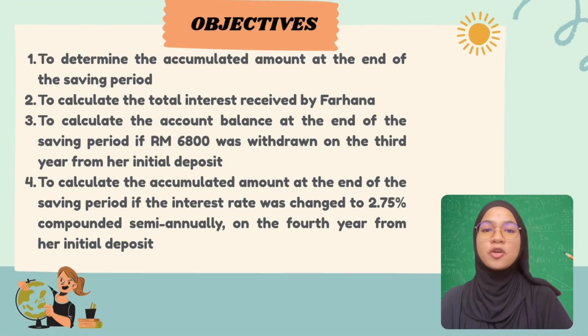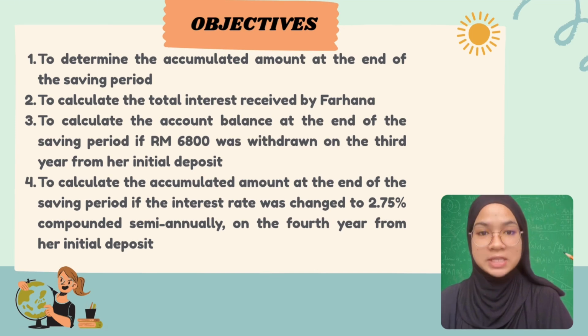So here are the objectives for compound interest. The first one is to determine the accumulated amount at the end of the saving period. The second is to calculate the total interest received by Farhana. The third is to calculate the account balance at the end of the saving period if 6,800 ringgit was withdrawn in the third year from her initial deposit. Lastly, to calculate the accumulated amount at the end of the saving period if the interest rate was changed to 2.75% compounded semi-annually in the fourth year from her initial deposit.